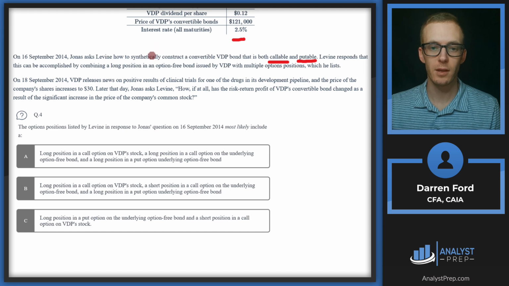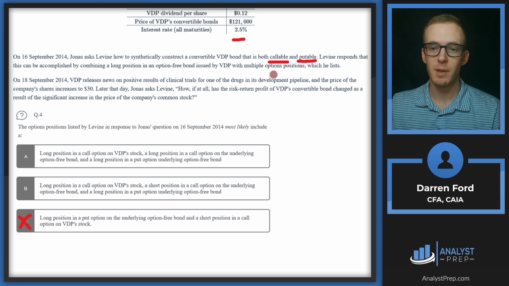Okay, so let's look at these answers now. Right off the bat, we've established that we need to be long a call on the stock. So A, we do have a long call on the stock. B, we have a long call on the stock. C is a long position in a put option on the underlying bond, and a short position in a call on the stock. So we can rule out C right away. So we need to be long a call on the stock. Then we need to decide how to make this bond callable and puttable.